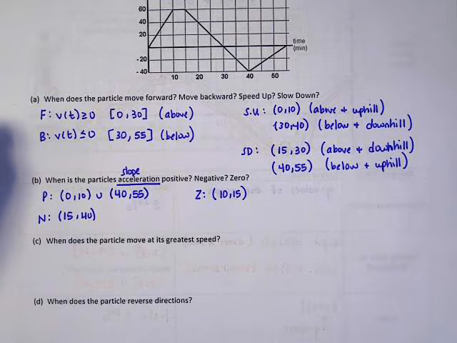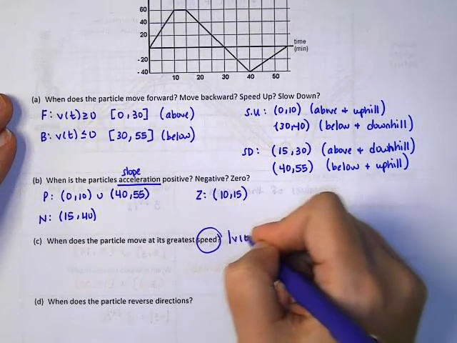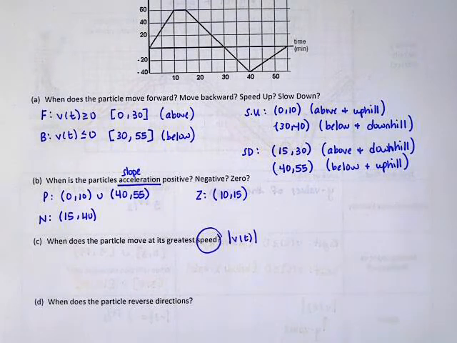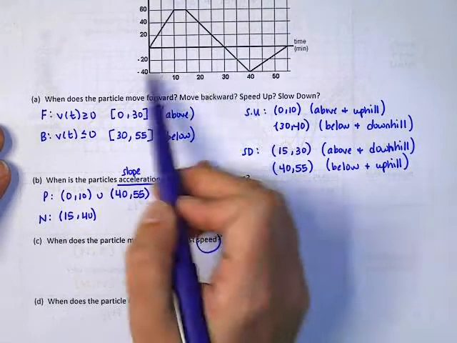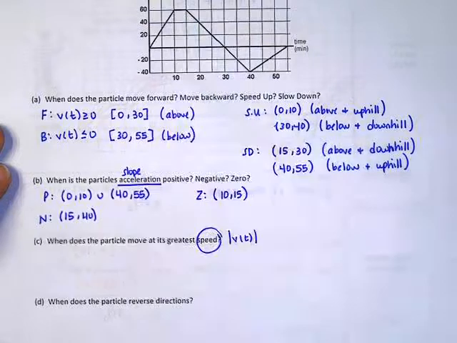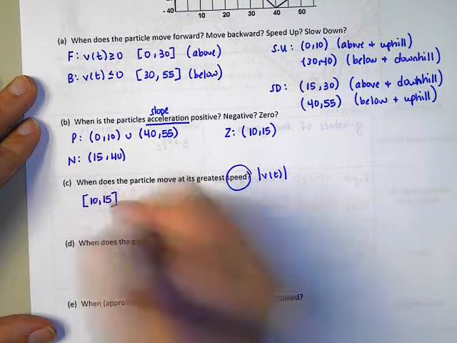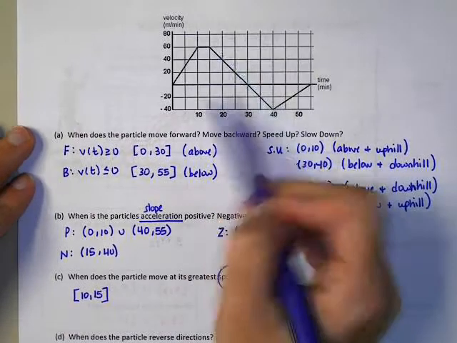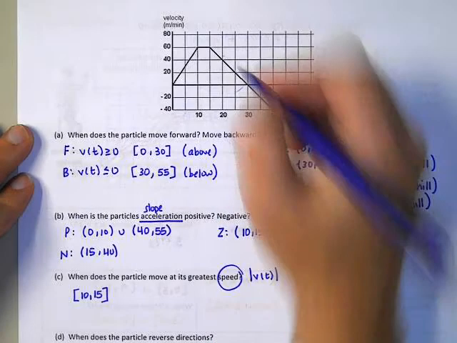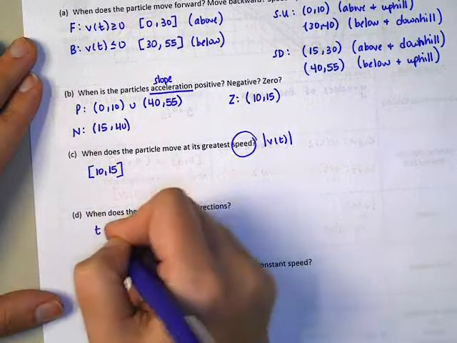When is the particle moving at its greatest speed? Now, since speed is the absolute value of velocity, I'm looking for the biggest y value, but it could be positive or negative. It looks like the biggest y value here is 60 because the lowest it goes would be negative 40, and that happens between 10 and 15. When does the particle reverse directions? Well, remember, whenever we're above, we're going to the right, and below, we're going to the left. So we change directions when we cross over, which would be at t equals 30.